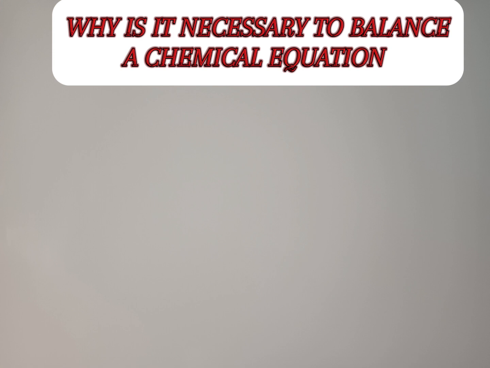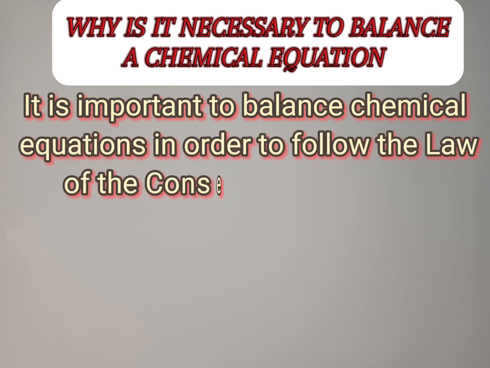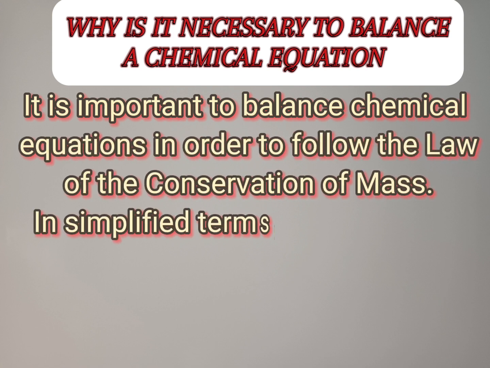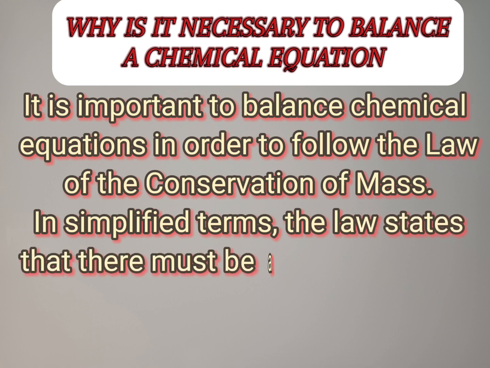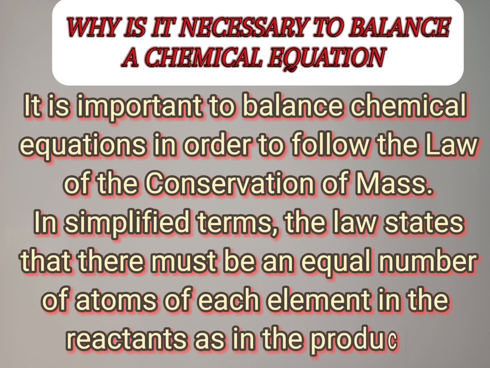Why is it necessary to balance a chemical equation? It is important to balance a chemical equation in order to follow the law of conservation of mass. In simplified terms, the law states that there must be an equal number of atoms of each element in the reactants as in the products.